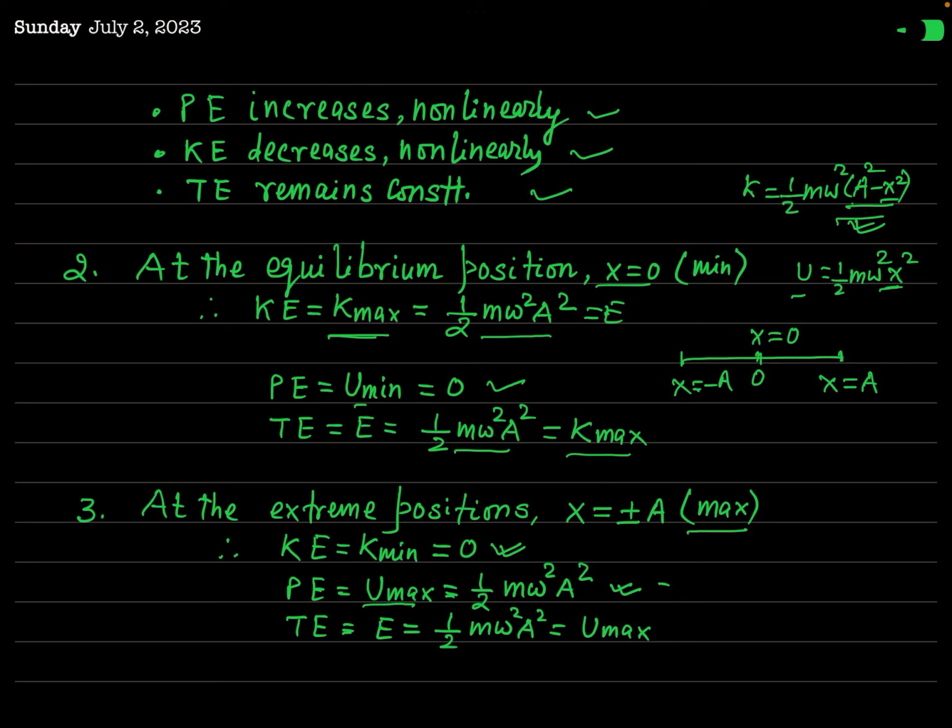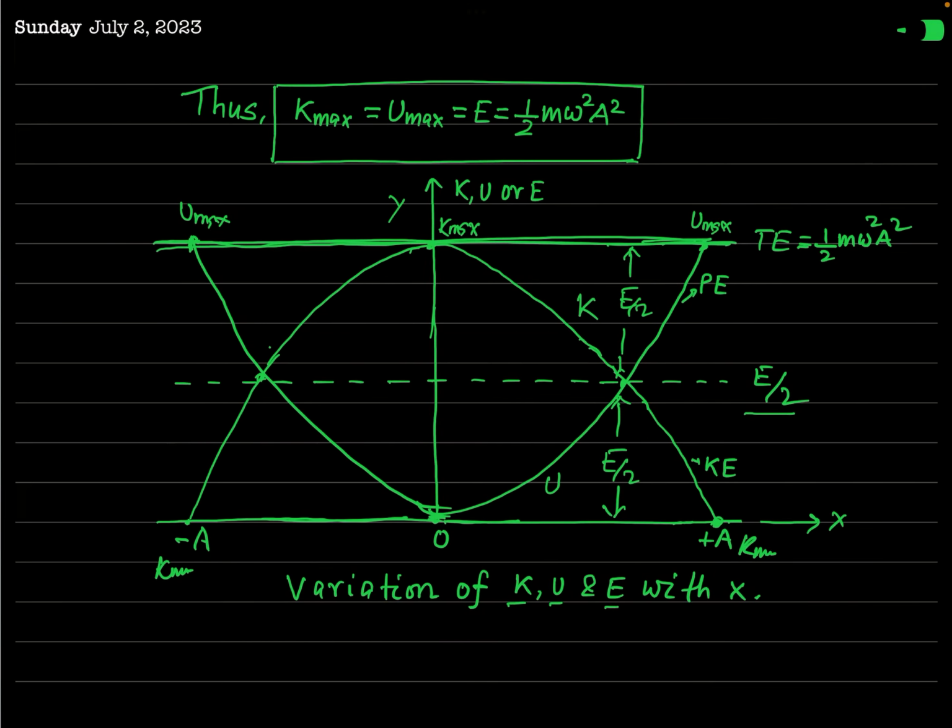And as you can see, this is equal to the total mechanical energy. So you can say, just opposite to the equilibrium position, at the extreme positions, 100% of the energy of the oscillator is in the form of its potential energy. There is no kinetic energy in the oscillator at the extreme position, and total energy is simply in the form of potential energy. So these two facts are very important for objective questions.